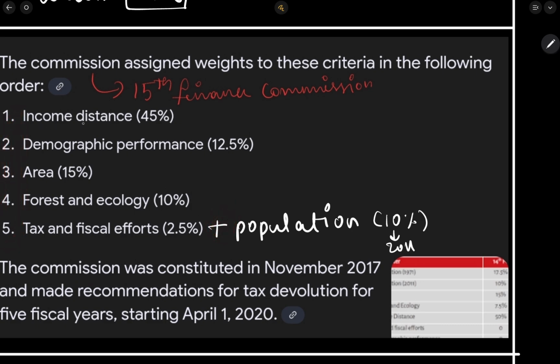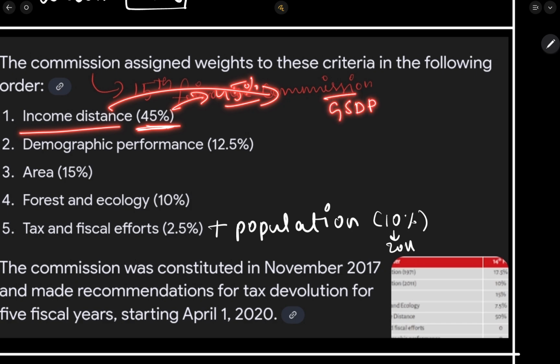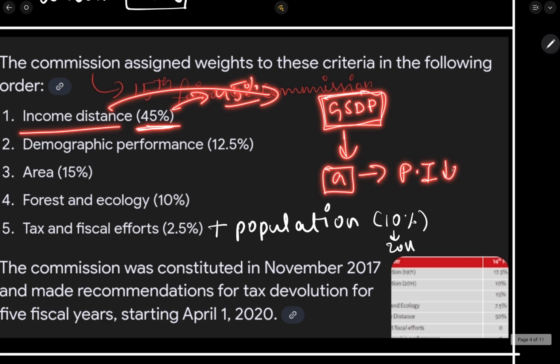First we have income distance, which has a weightage of 45%. This means that by considering income distance, there is an assignment of finances up to 45%. Income distance is, for example, if there is a top performing state that has a high GSDP, and next we have some other state A which is not performing well and its per capita income is very low.